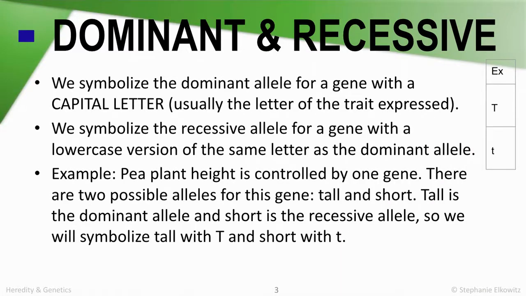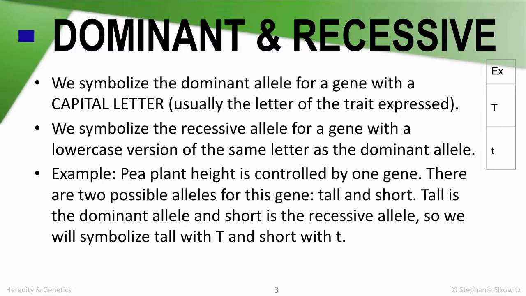We symbolize the dominant allele for a gene with a capital letter. You see how caps, I'm yelling at you. You have that capital letter, and it's normally the letter of the trait that's being shown. The previous picture had brown eyes, so it used a capital B. It just so happens that blue also starts with a b, but you generally use the letter of the trait you're talking about. If I wanted to talk about hitchhiker's thumb, maybe I put an H, maybe a T for thumb. You try to make the letter make sense.